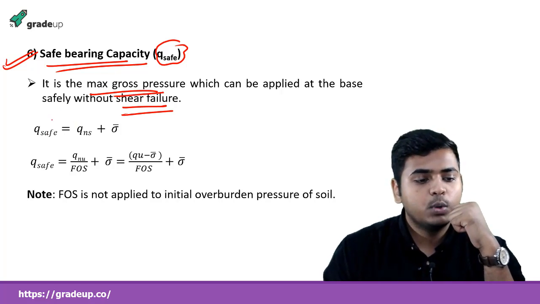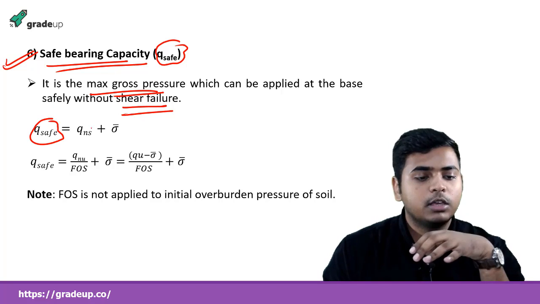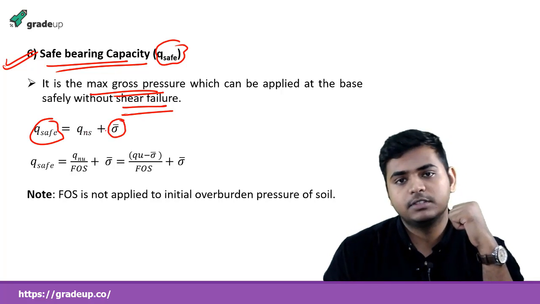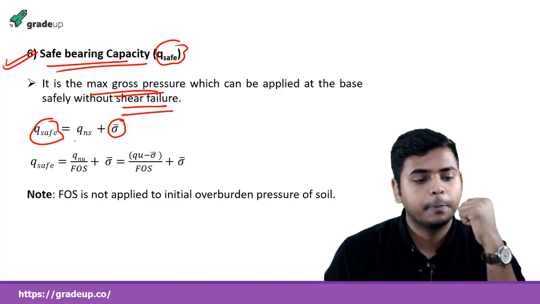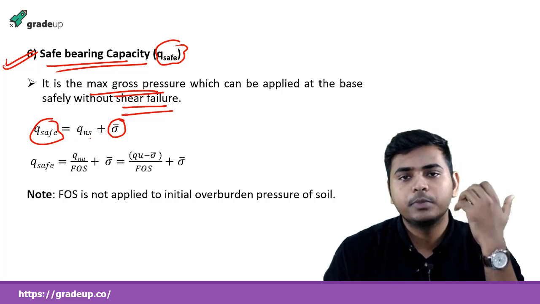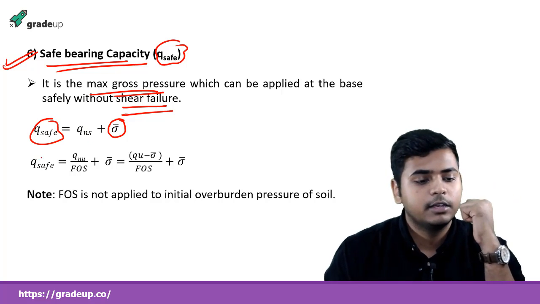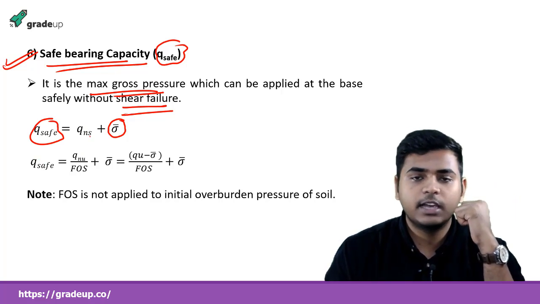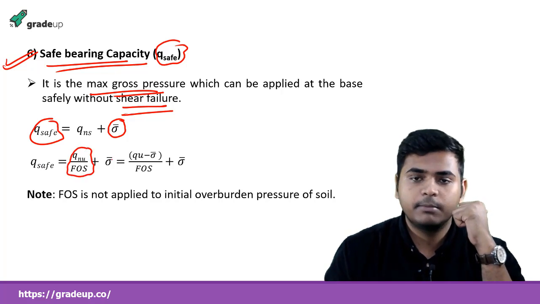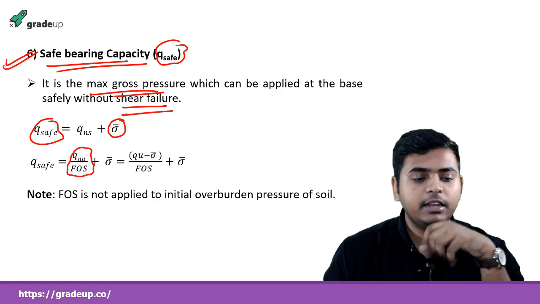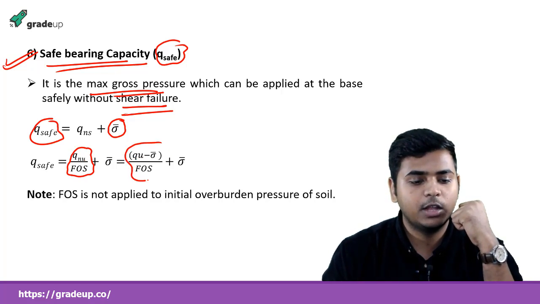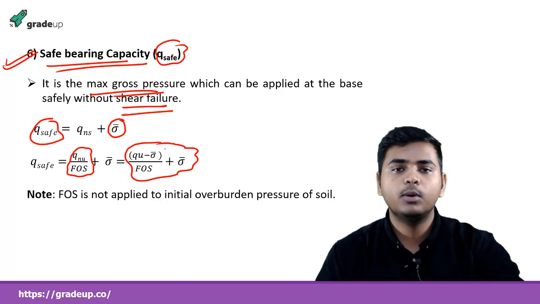So what we have to do here: Q safe is equal to Q net safe bearing capacity plus we have to add the effective stress, because it is a gross pressure, okay. Net safe we can convert into net ultimate and finally ultimate. So Q safe is equal to Q net ultimate by factor of safety plus sigma effective, and finally we can write Q net ultimate as Q ultimate minus effective stress, and we will finally get the value as this, okay.